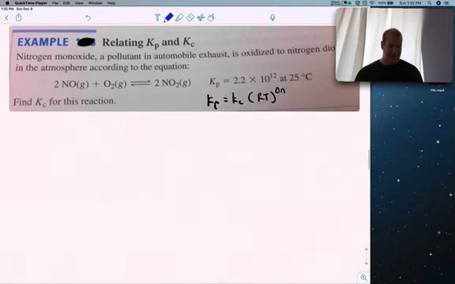Okay, so let's apply this. Nitrogen monoxide can be oxidized to form nitrogen dioxide. What is the Kc for this reaction?